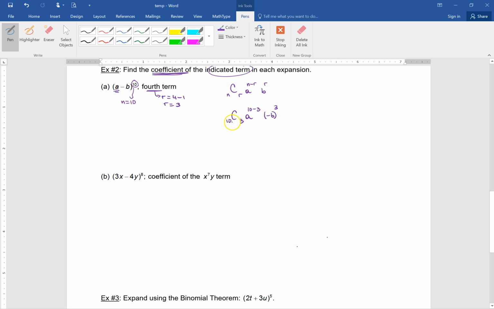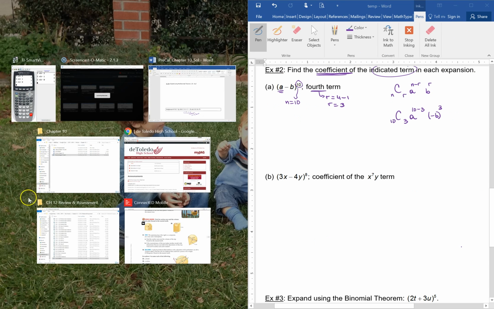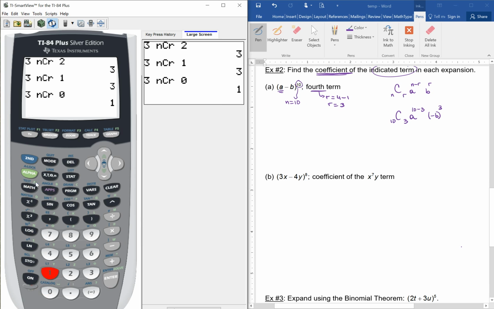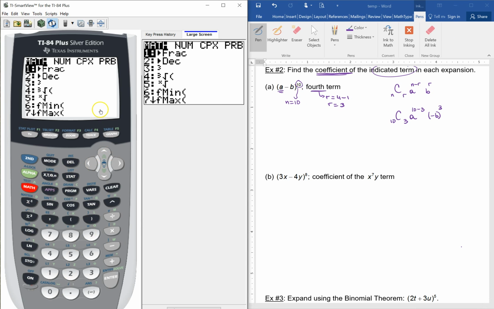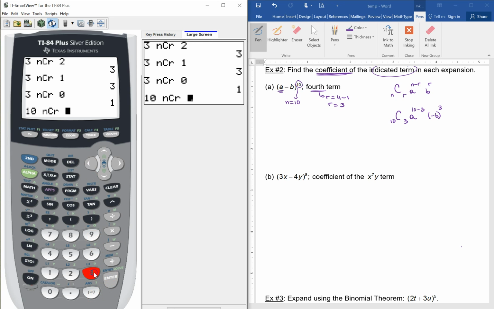So now, if you plug that into your calculator, 10C3, all right? So we're going to go 10, math. Now look, if you want to go to the probability tab, rather than going to the right 4 times, you could just go to the left once. That's just a little trick, okay? And then 3, and what is my R? It's 3, enter, 120.